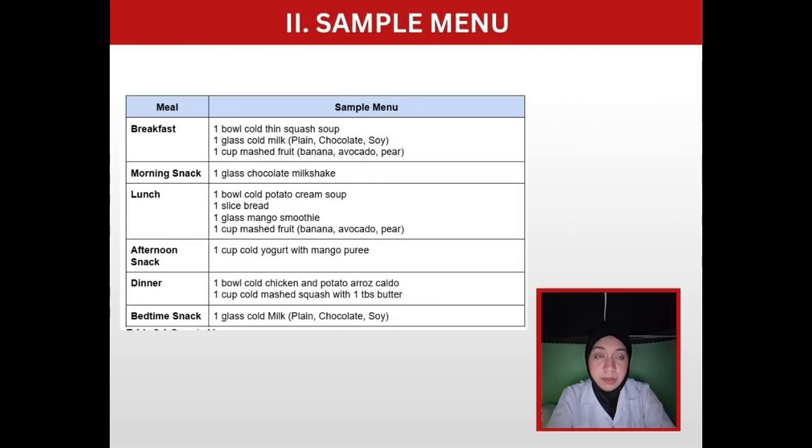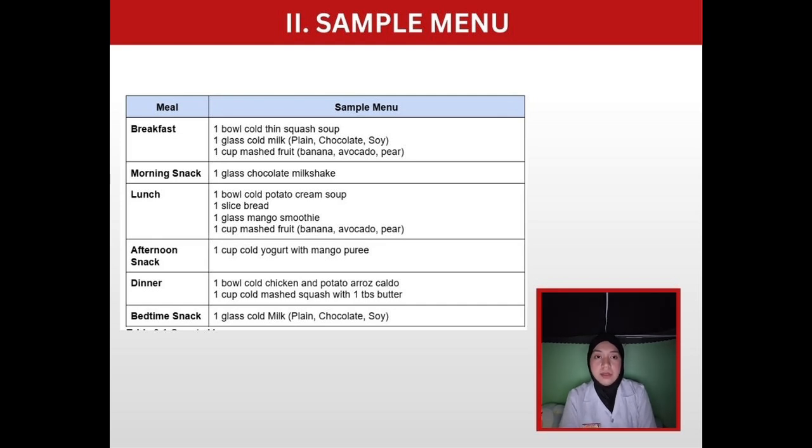So for table number 4, we have here the sample menu. So this is our recommendation for our client. So these foods are nutrient dense, which can aid the client for her fast recovery. So for breakfast, in our sample menu, we recommend a bowl of cold thin squash soup, a glass of cold milk, it can either be plain, chocolate, or soy, and a cup of mashed fruit. It can be banana, avocado, or pears.